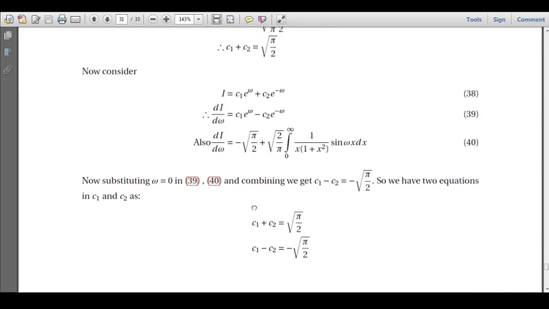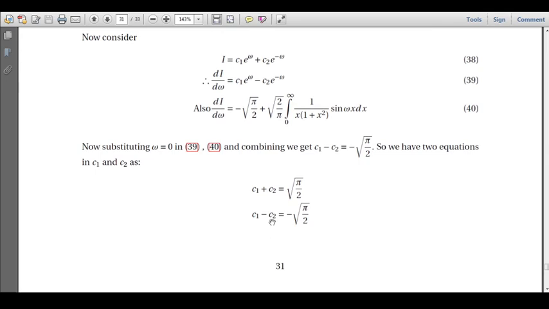Then omega is equal to 0 in equations 39 and 40. Here the left side becomes c1 minus c2, and the right side, di by d omega at omega equal to 0, goes to minus root of pi by 2. So we got two equations. Now we have two equations in two unknowns.